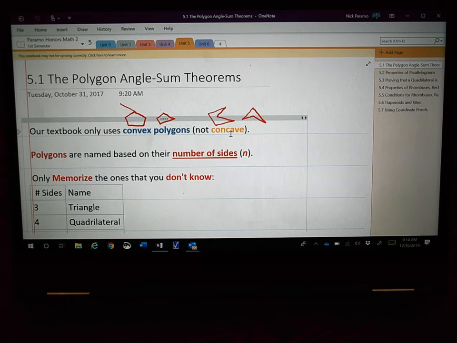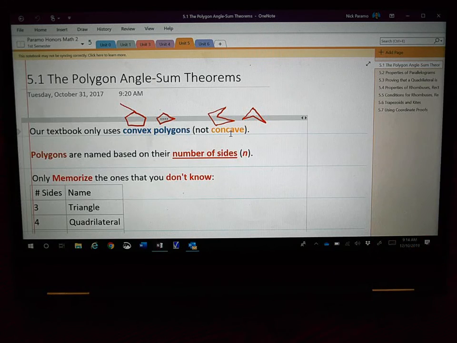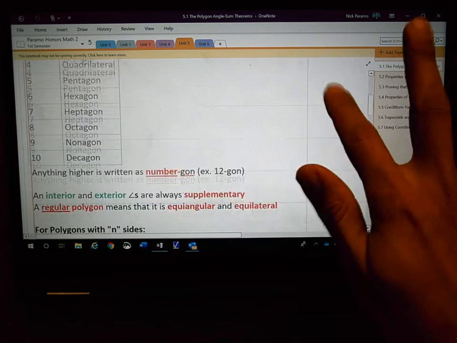Honors Math 2 Unit 5 review for the fall final. I was just checking what we did last year, and this is good for everybody in this room to hear, including anybody who's listening to this at home.